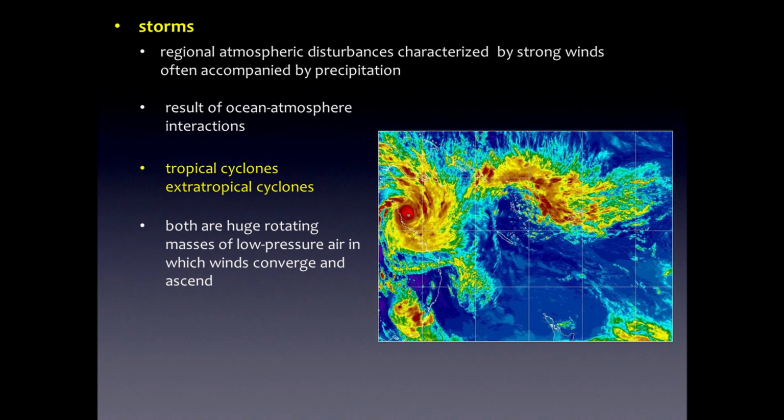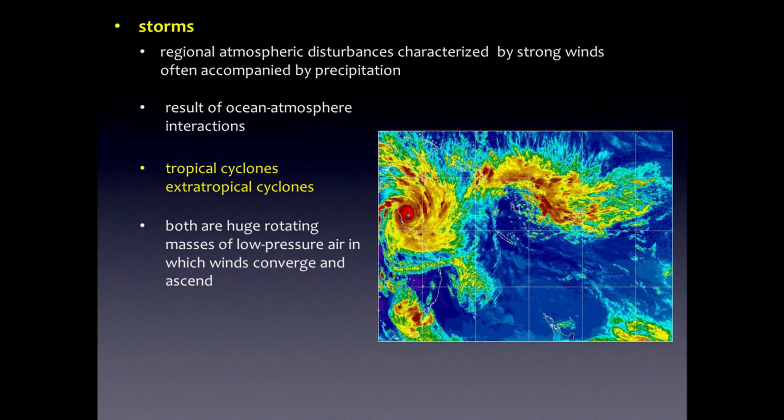Quite often storms are characterized by strong winds. That makes sense. We know that the movement of air within the atmosphere creates winds, and these are often accompanied by precipitation, either snow or sleet, hail or rain. Storms are the result, and this is where the oceans become very important, of interactions between the ocean and the atmosphere, especially tropical cyclones.